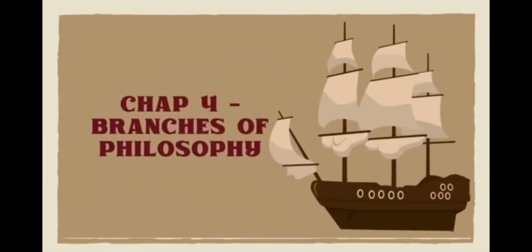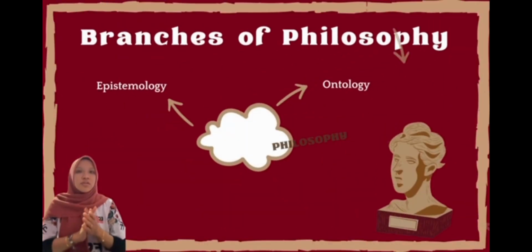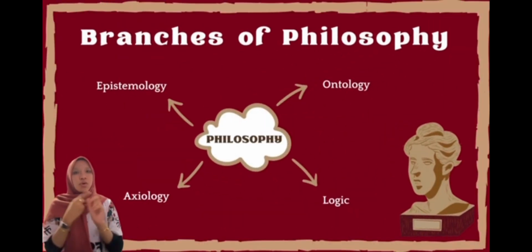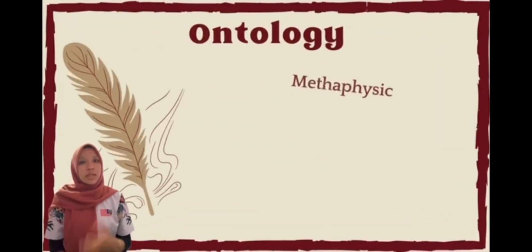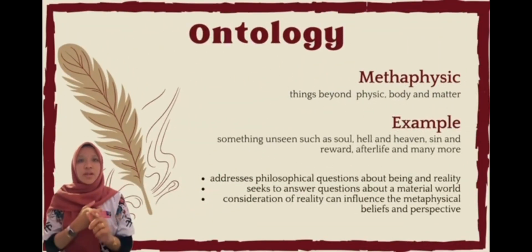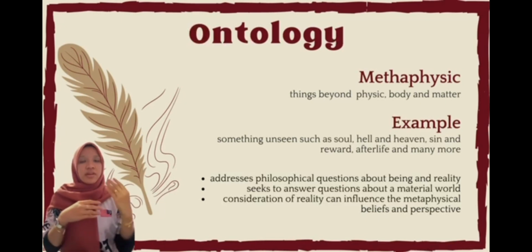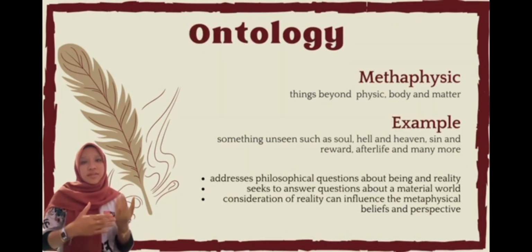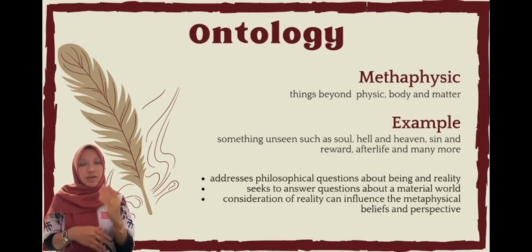Now I would like to proceed to chapter 4 entitled Branches of Philosophy. Philosophy has 4 branches which are ontology, epistemology, axiology and logic. Now I would like to proceed with the first one, which is ontology, or better known as metaphysics. What is metaphysics? Metaphysics addresses philosophical questions about being and reality.